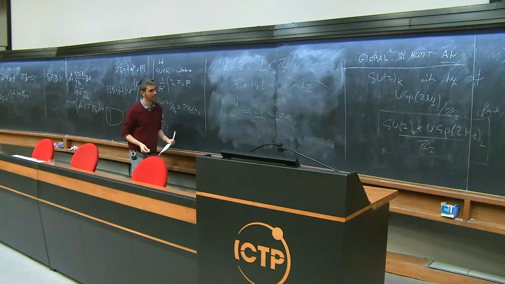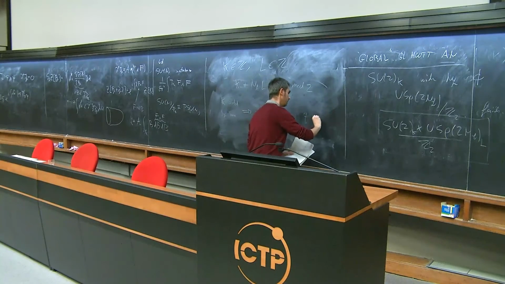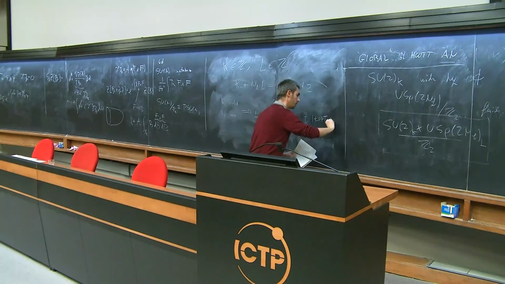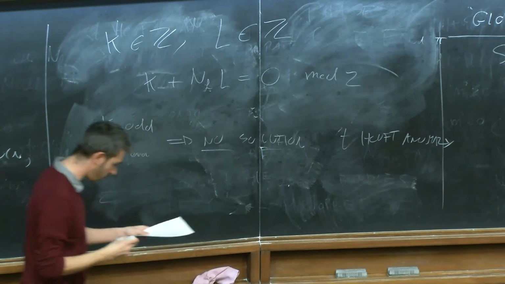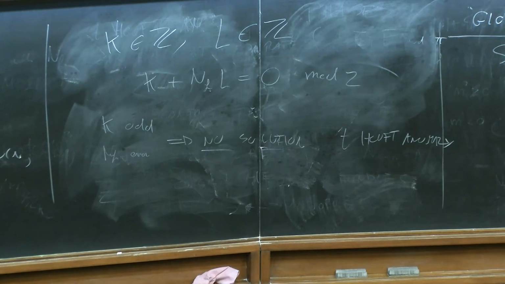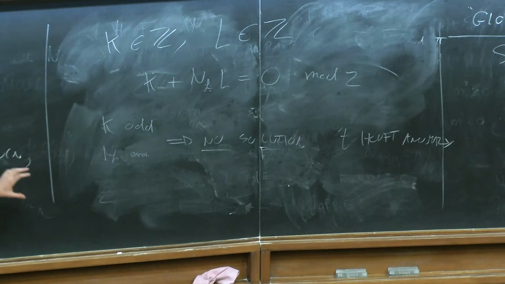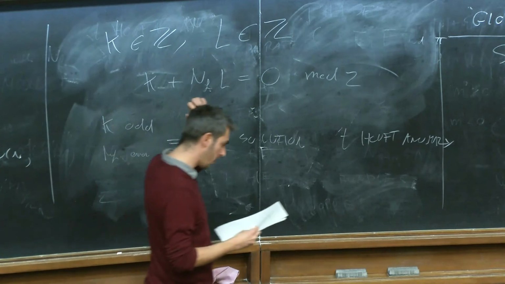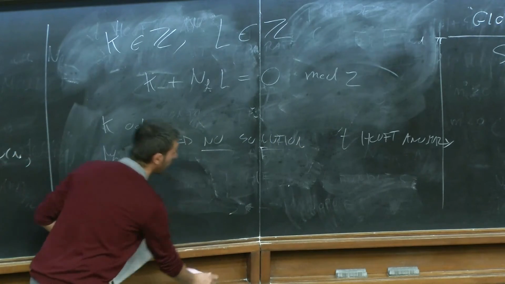So what it means is that there is a 't Hooft anomaly. So this action cannot be well defined purely in 3 dimensions. Is this point clear? At least the idea? And, okay, so what do we do?